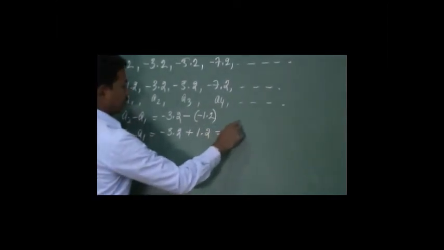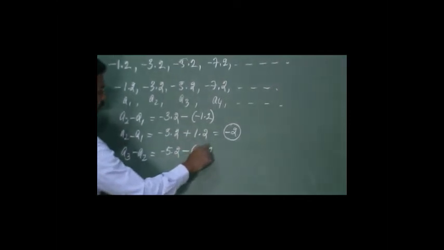First we will find out A2 minus A1. A2 is minus 3.2 minus. Be very careful regarding this, because we have a minus here, but A1 is also a negative number. Therefore, please keep it inside brackets. You have to follow these rules. So A2 minus A1 is equal to minus 3.2 minus of minus 1.2, that becomes minus 3.2 plus 1.2, which is minus 2.